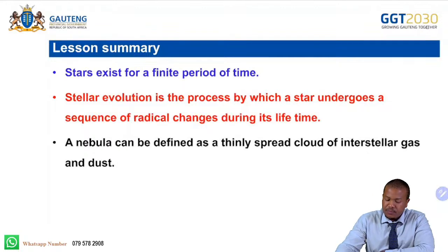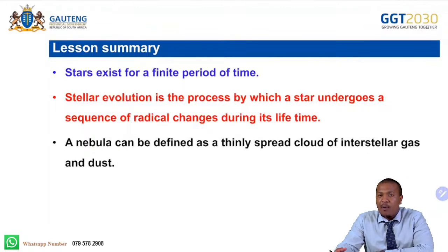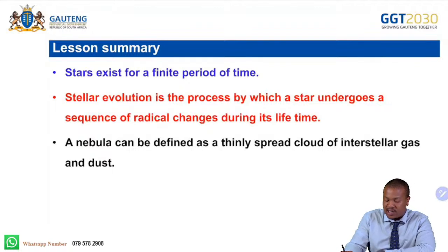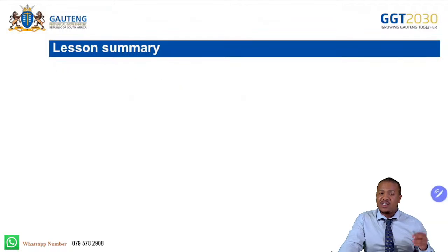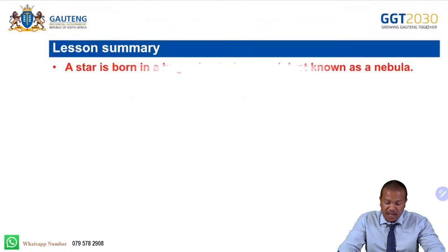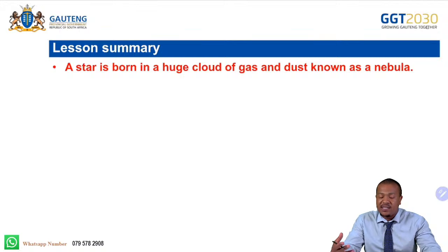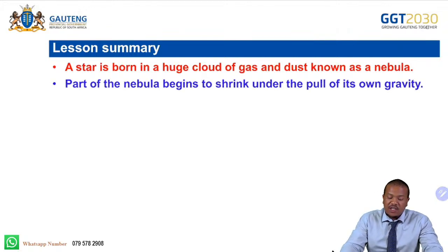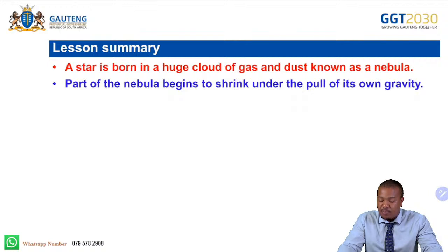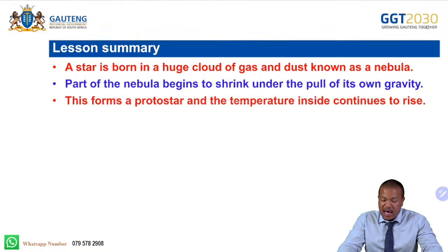We said that stars are born from nebulae, that interstellar cloud of gas and dust. A nebula can be defined as a thinly spread cloud of interstellar gas and dust, and a nebula is where stars are born. And a star is born inside what? A nebula. Part of the nebula begins to shrink under the pull of its own gravity, and this will form what? A protostar.